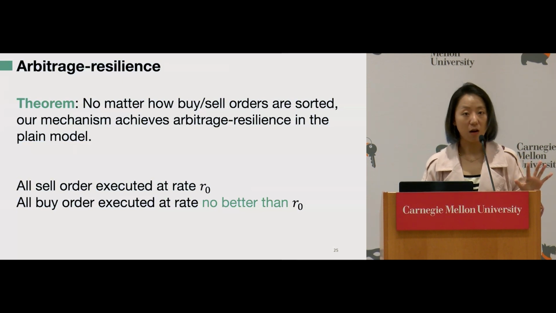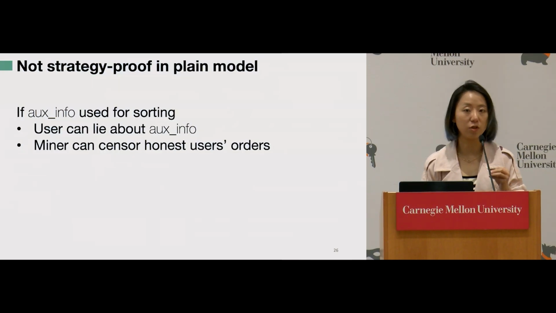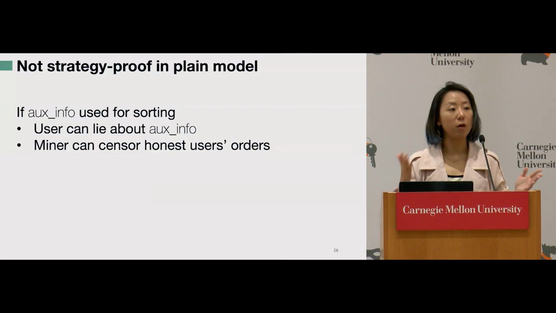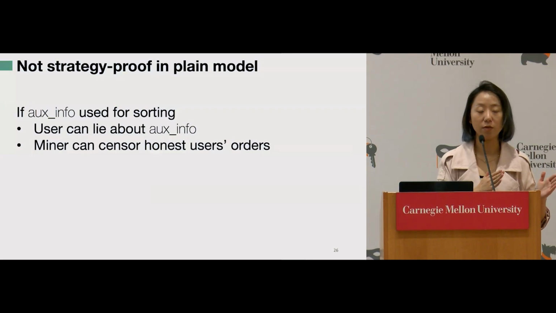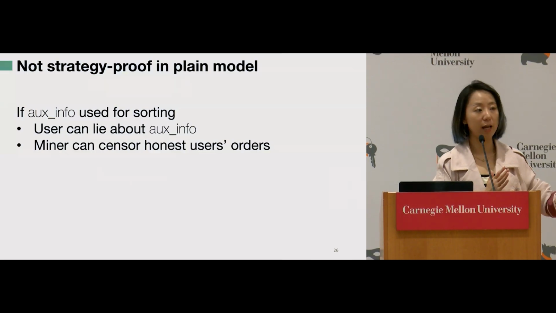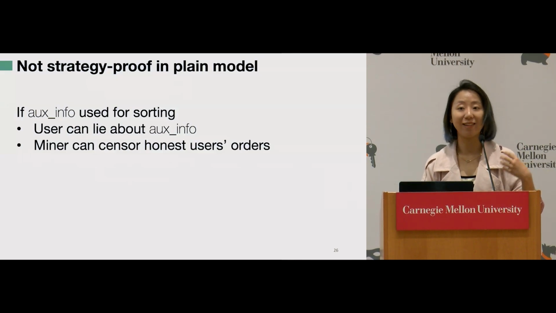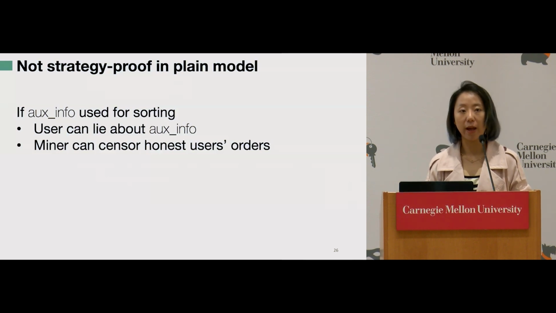However, the mechanism we just saw does not achieve strategy proofness in the plain model. Let's say the auxiliary information was used for sorting. Then in the mechanism we just saw, the earlier I am in the sequence, the better price I can enjoy. So I would wish my order to appear as early as possible. And if this auxiliary information field was used for sorting, then users can lie about their auxiliary information, or miners can censor honest users' orders to help its own user get a favorable position.